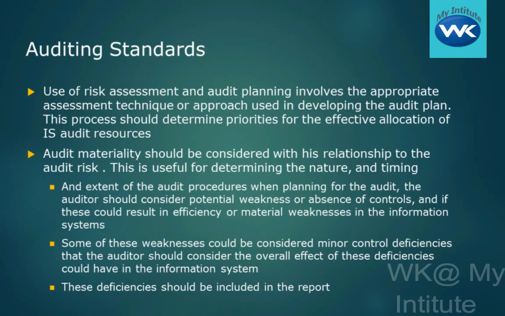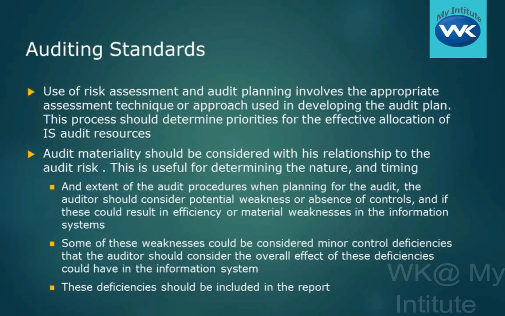The audit materiality should be considered in relationship to the audit risk. This is useful for determining the nature and timing that you're going to use for the audit. It also can help you determine the extent of the audit procedures. When planning for the audit, the auditor should consider potential weaknesses or absence of controls, and if these could result in inefficiency or material weaknesses in the information systems. Again, part of the materiality, some of the weaknesses could be considered minor control deficiencies that the auditor should consider the overall effect these deficiencies could have in the information systems.